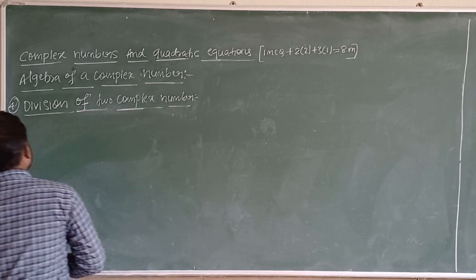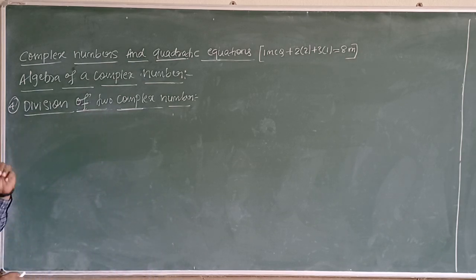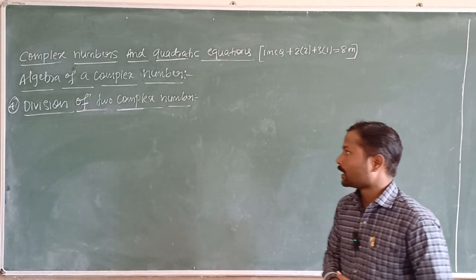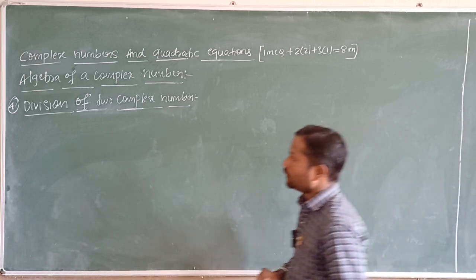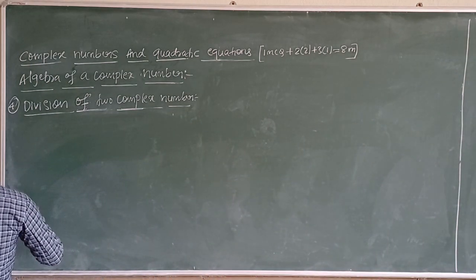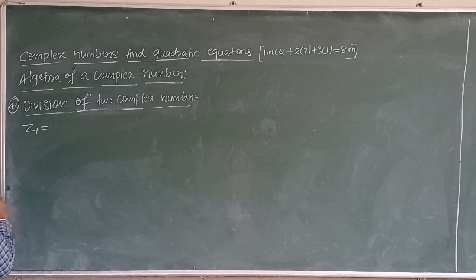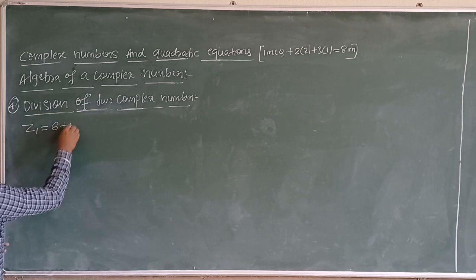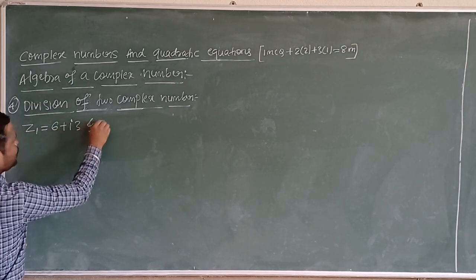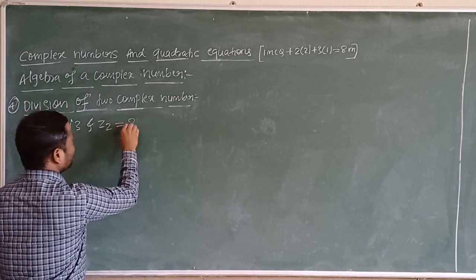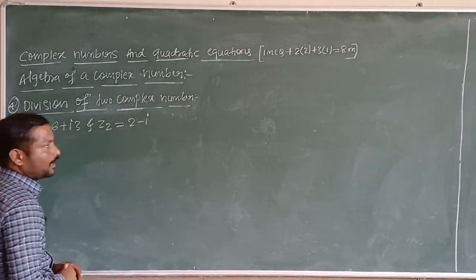Next, take the fourth operation: the division of two complex numbers. Okay. Let us take one particular example directly, where z1 and z2 are two complex numbers in number form. z1 is equal to 6 plus 3i, and z2 is equal to 2 minus i.